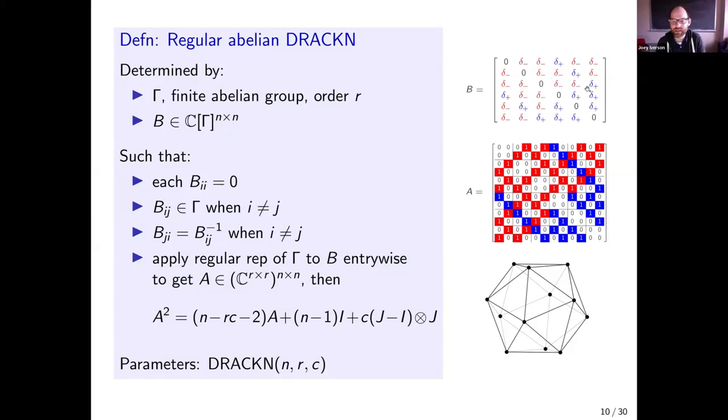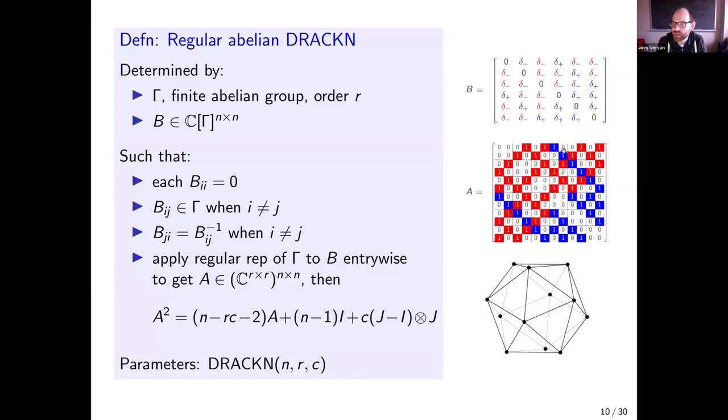Now there's this squaring condition, and the squaring condition is going to be in terms of this adjacency matrix. So just like before, I get this adjacency matrix of a graph out of it. And the way I do it is I apply the regular representation entry-wise to B. So like this delta minus, I apply the regular representation and I get this flip like that. So I get these blocks, okay?